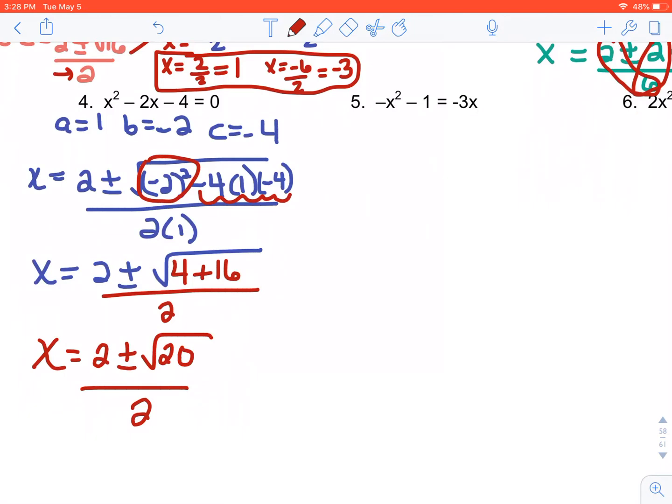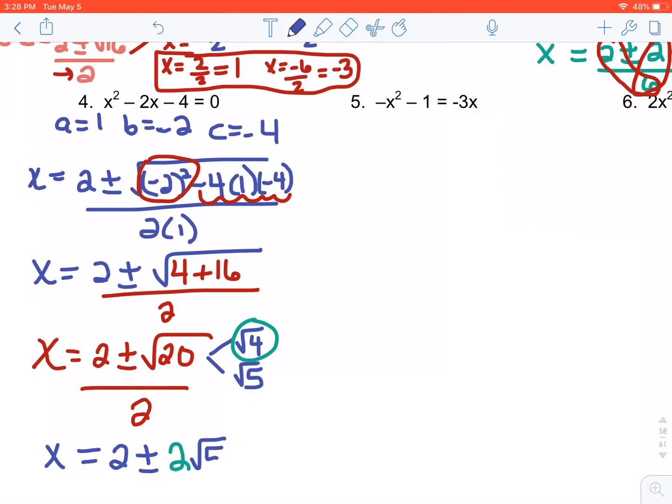So now this problem looks very similar to number 3, the one we just did. We have the square root of 20. It's not a perfect square, but I know that 4 times 5 goes into the square root of 20. Keeping the 2, keeping the plus or minus, I'm going to take that square root of 4. Square root of 4 becomes 2.